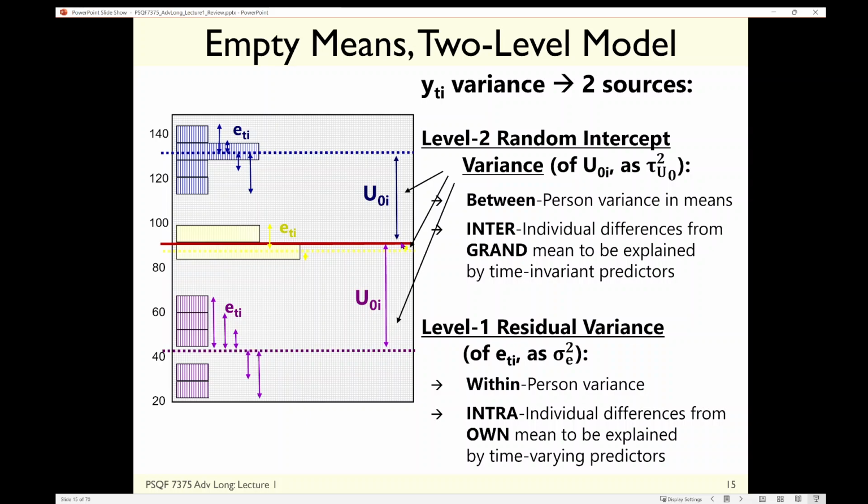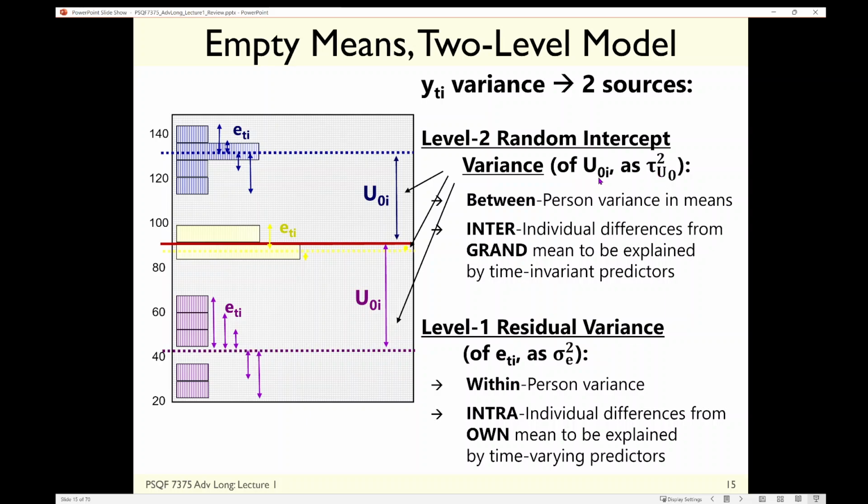So if you are someone whose mean is above everyone else's, your U will be positive. If you're below everyone else, your U will be negative, as in the purple person here. And the collection of the U0is, the variance across people in the random intercepts, is notated as this tau squared sub U sub 0. So I made the point that U0i is a value for a specific person. The variance across those values is given by this, which is the actual model parameter.